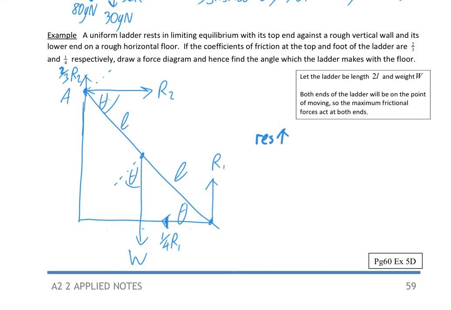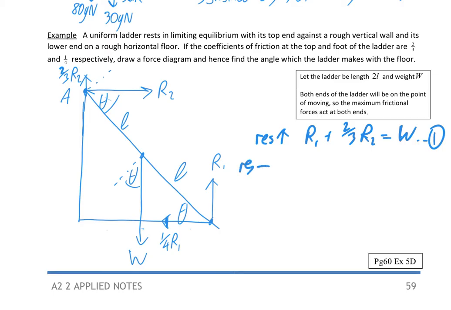So resolving vertically, you're going to have R1 is going up. What else is going up? We've got 2/3 R2, and that equals W. So no help to us, really. We'll call that equation 1. We will definitely be coming back to that.